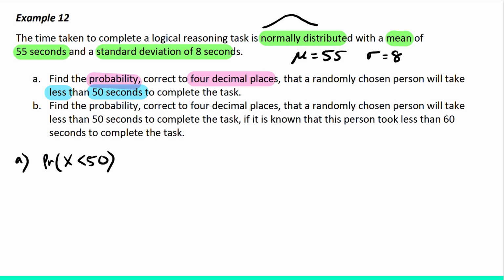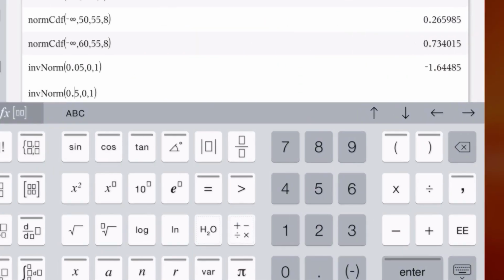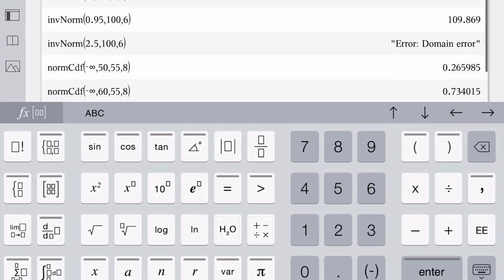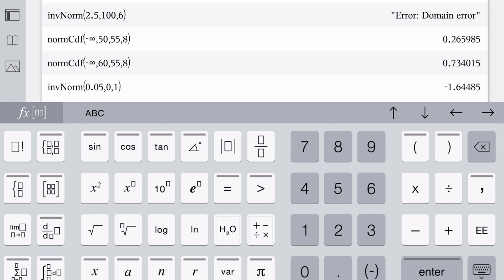So I'm just going to type in the calculator instructions in green. So in your calculator, you would type in normal CDF. You'll put in your lower bound, which is negative infinity. Upper bound is 50. The mean is 55. And the standard deviation is 8. So you can go ahead and give that a shot on your calculator. These are some ones that I have pre-prepared. I think it's this one over here. So the answer to that is 0.2659, or I guess when I round that, 0.2660.